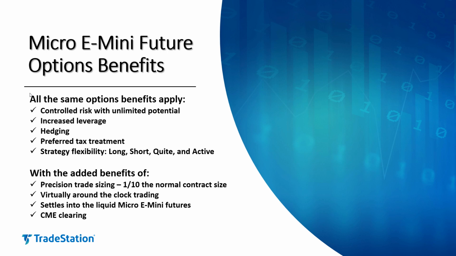So with the large E-mini future, the regular ES future, one contract is worth 500 shares of SPY. So if you're only trading 100 shares of SPY and you want to hedge that, this is the perfect instrument, because these options are just like the micros. They're 1/10 the size, so that allows for that kind of precision trading.